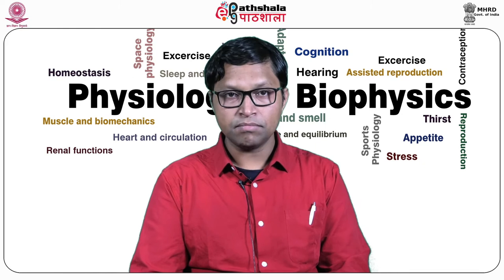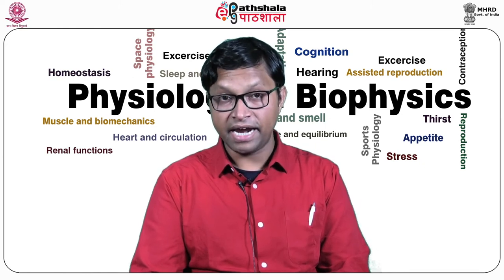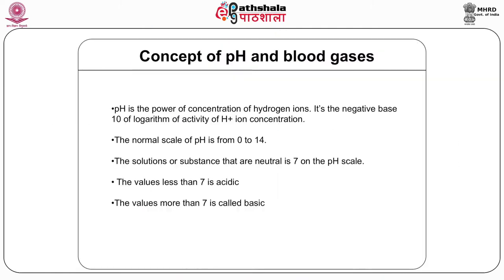Now, let's come and understand the concept of pH and blood gases. pH is the power of concentration of hydrogen ions. It is the negative base 10 logarithm of the activity of H plus ion concentration, which is pH equals minus log 10 of [H+], where H plus is measured in molarity.